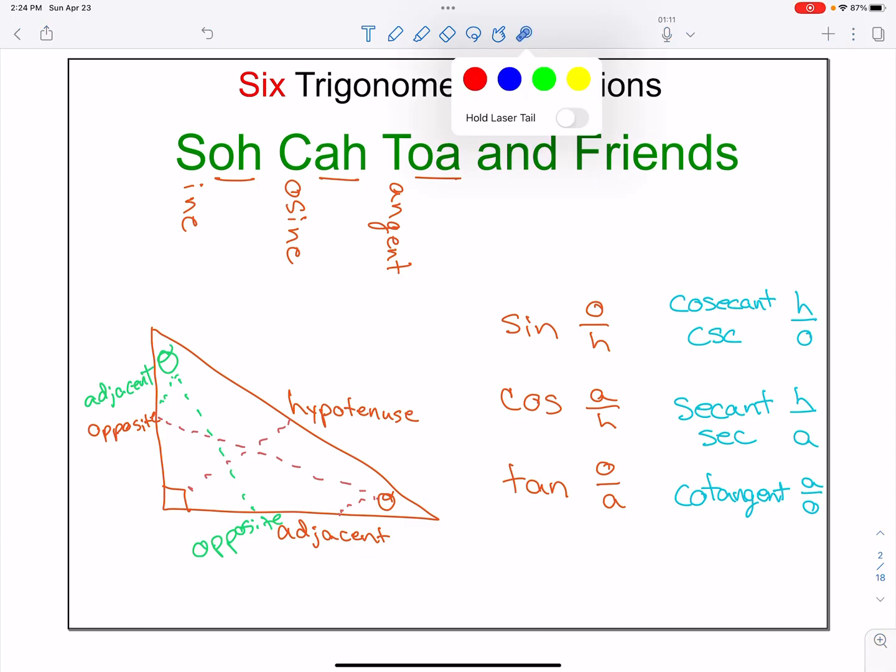So if you were in geometry, you learned about SOHCAHTOA. Now we're going to learn about SOHCAHTOA and friends. So the friend of sine is cosecant over here. It's abbreviated CSC. And its fraction ratio is just the reciprocal of sine. Sine is opposite over hypotenuse, so cosecant is hypotenuse over opposite. Cosine's friend is secant. And again, it is just the reciprocal, hypotenuse over adjacent. And then tangent's friend is cotangent, which is adjacent over opposite.